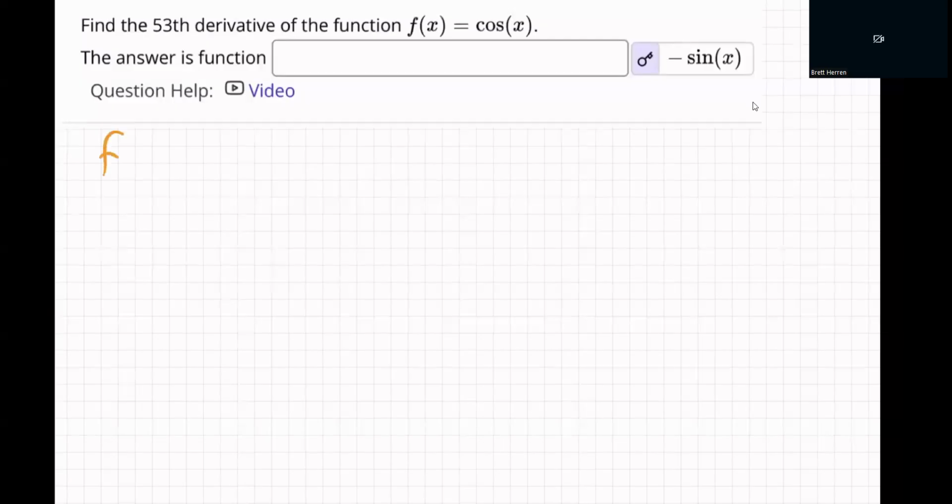Question starts us off with the function f of x equals cosine x, and then they want the 53rd derivative. There's the answer. How do we know that? Well, first off, let's start with the basic derivative idea.